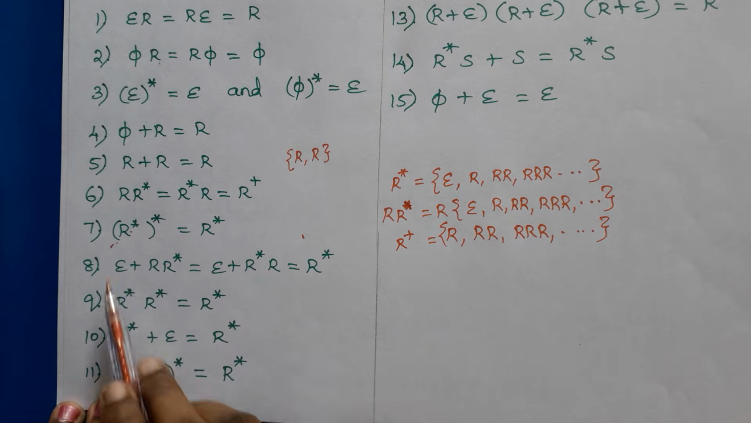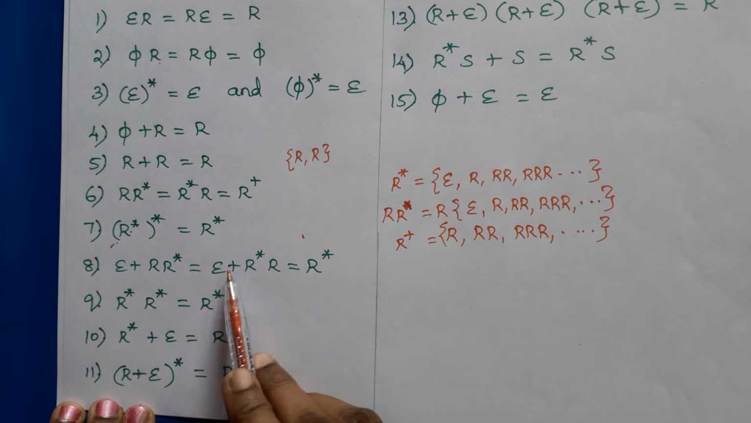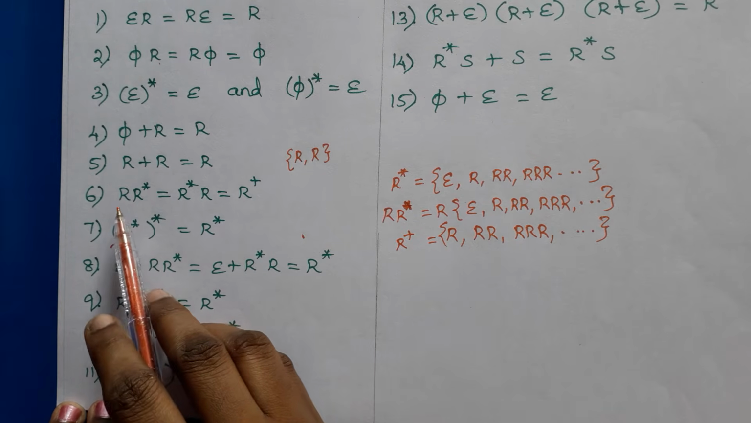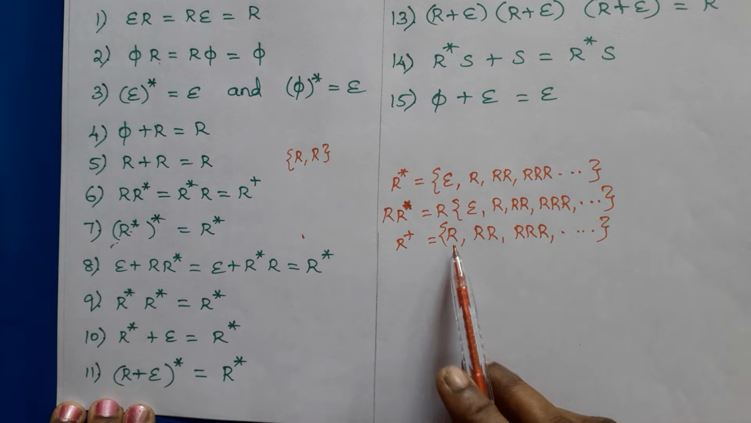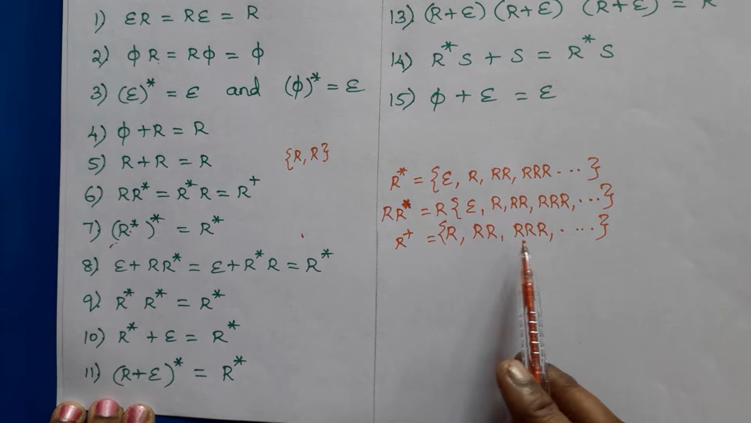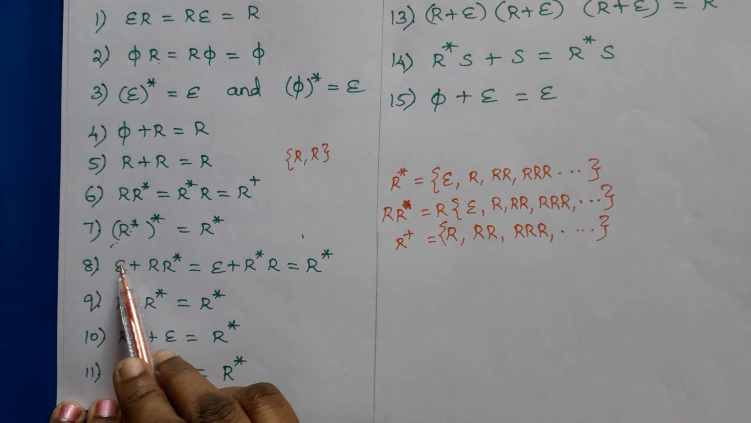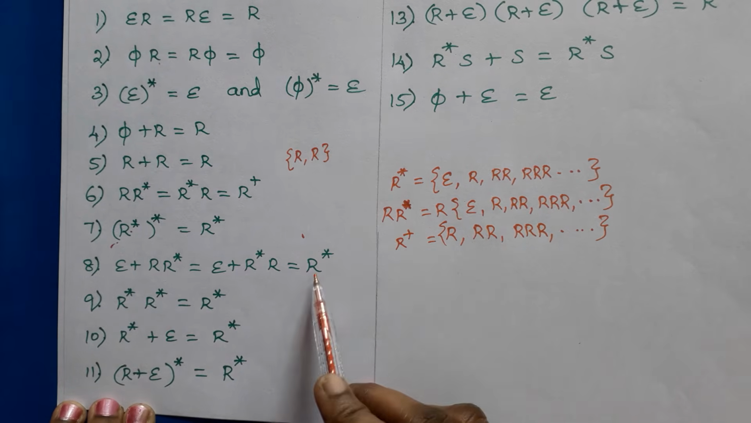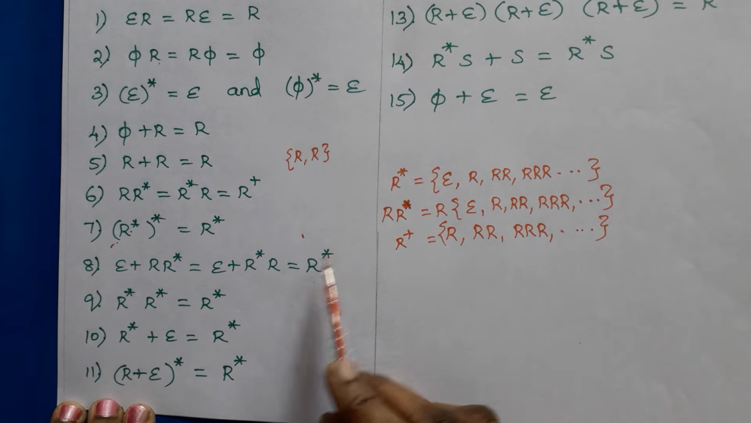So R star. Then the next one, epsilon plus R star, or epsilon plus R star R, is equal to R star, because we know that R star is equal to R plus. R plus means any number of R excluding epsilon, without epsilon, right? So here again epsilon union R plus is performed. Okay, so epsilon union R plus means again we will get R star. So epsilon plus R star means we will get R star.